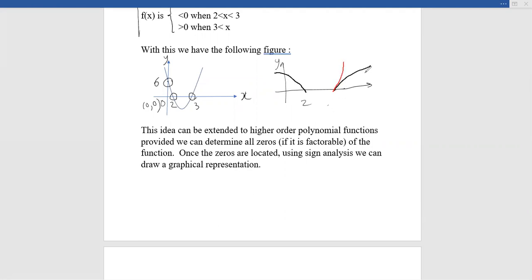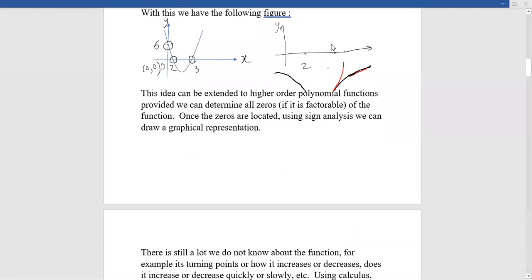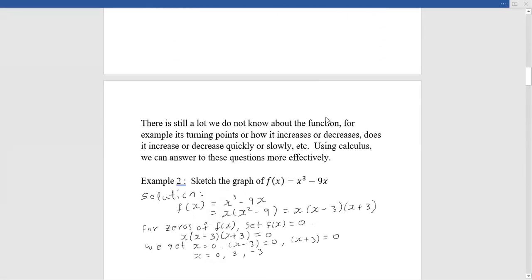It could be this red line, it could be this black line, or none of these two, right? So this red shape is concave up. This black line is concave down. We're going to discuss these things under calculus. So for the time being, what I want to tell you is that the concavity of the graph, meaning the shape, we don't know. Okay.